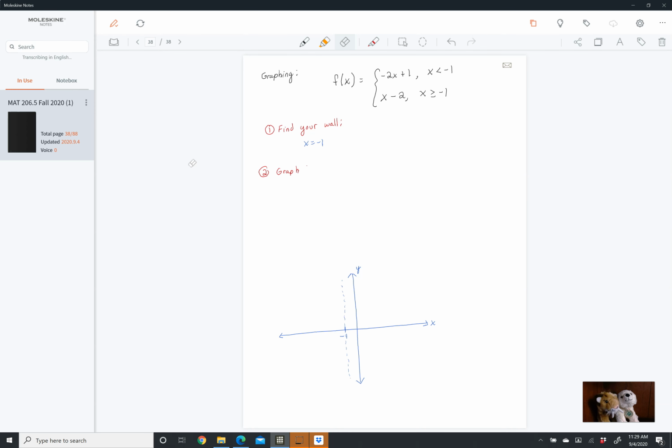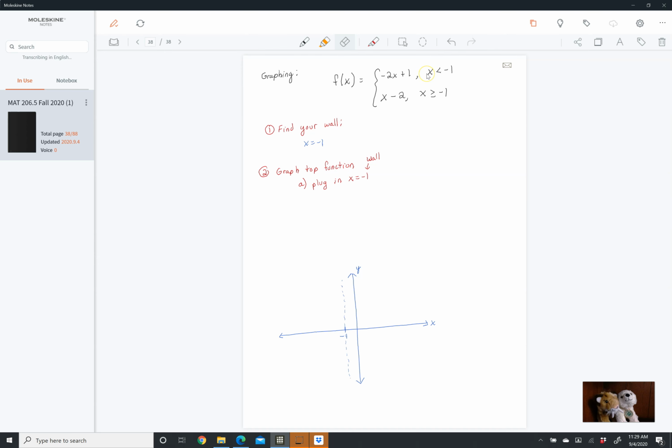So you're going to graph the top function. First thing that you do to graph the top function is plug in x equals negative 1. Remember, this is your wall. We're plugging in that point, okay? And notice that it's not included, but we have to know where it stops.